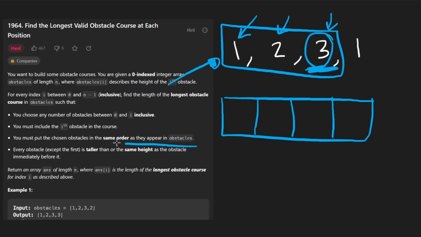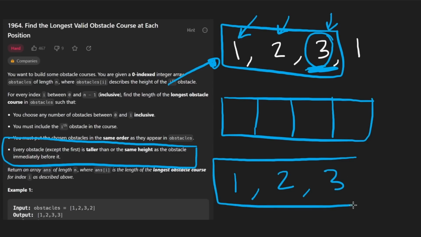But take a look at the last rule over here. We can only include these elements in the order that they appear, for example, 1 comes first, then 2, then 3, if they are in non-decreasing order. They don't spell that out for you, but here you can say every obstacle except the first is taller than or the same height as the obstacle immediately before it. So basically, non-decreasing order, you just have to kind of interpret that. That's what makes this kind of a hard problem, I think.